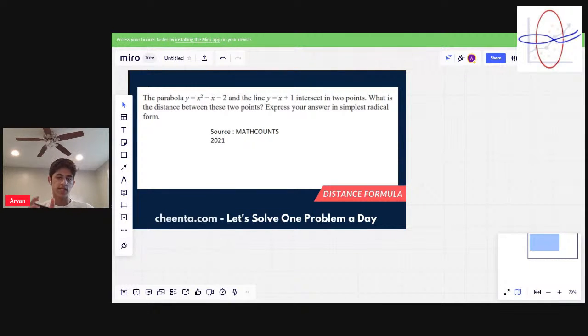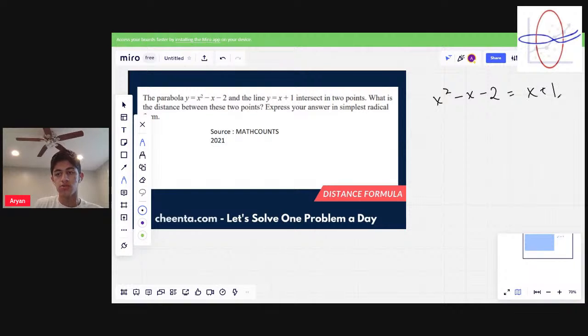The first thing we have to realize is that for two equations to intersect, we can set those equations equal to each other and find the points where the two graphs intersect. So what we would do is set x squared minus x minus 2 equal to x plus 1, because this is where my x and y coordinates would be the same, so my two graphs would intersect.